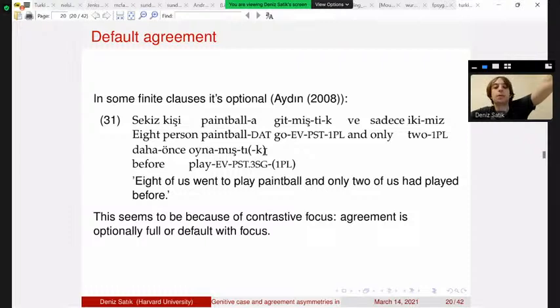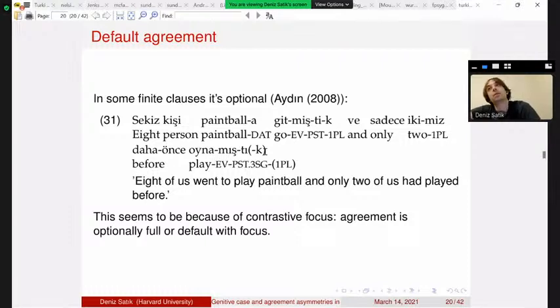Yes, I think someone suggested a very similar idea to me actually, now that I remember. So maybe there's a semantic difference, and the semantic difference is what leads to the agreement difference here.